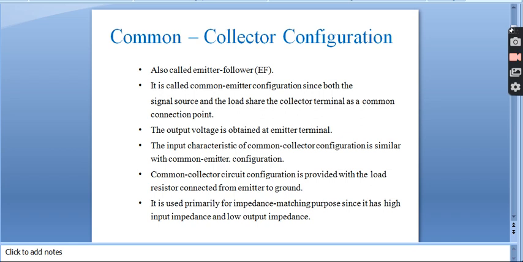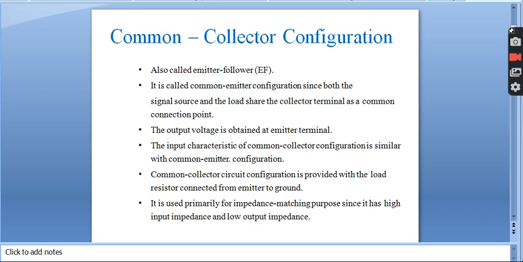So this common collector configuration is used for impedance matching purposes. Why do we use it for impedance matching? Because it has high input impedance and low output impedance. This is the common collector configuration, also called the emitter follower circuit.